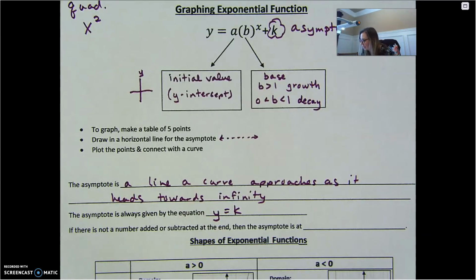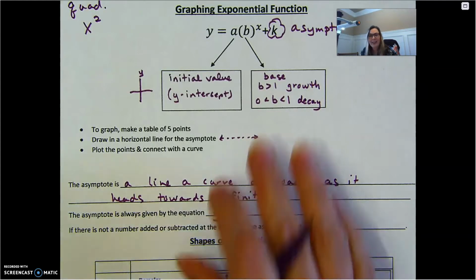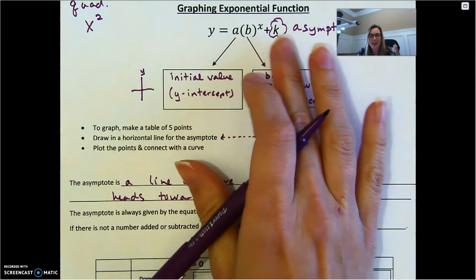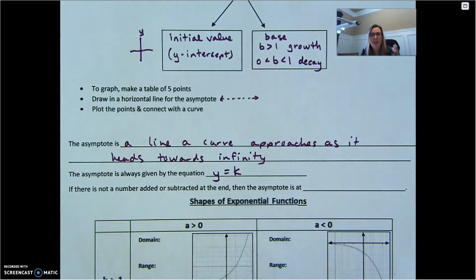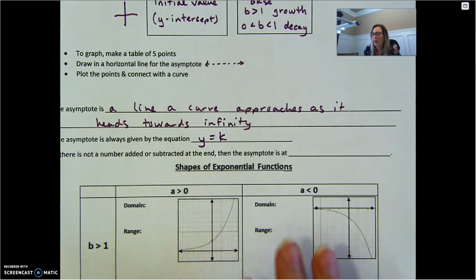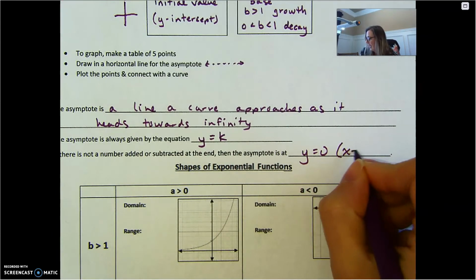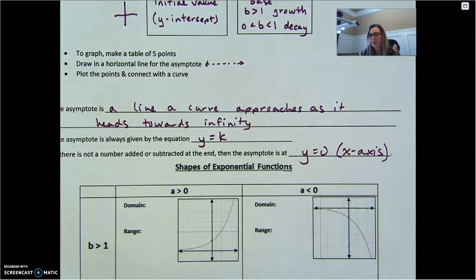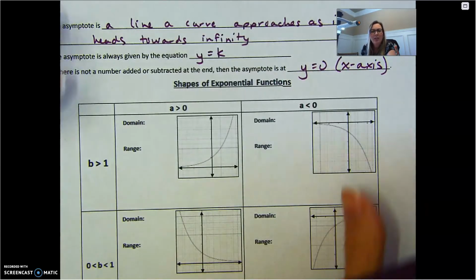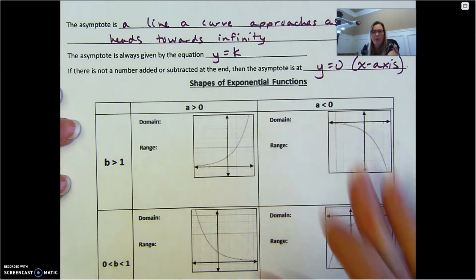If there is not a number added or subtracted at the end, so it's just a times b to the x and then there's nothing that follows, think of it as an invisible 0. So your asymptote would just be y equals 0, and in that case, that's the x-axis. All right, I know it's a little fuzzy right now, but once we do a few examples, it should start to pop into place.